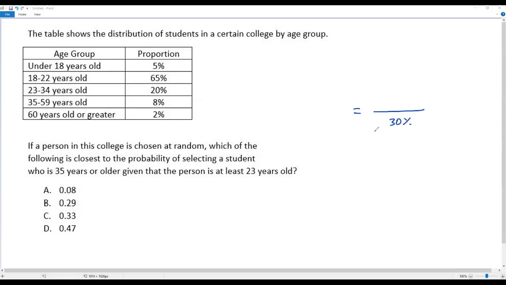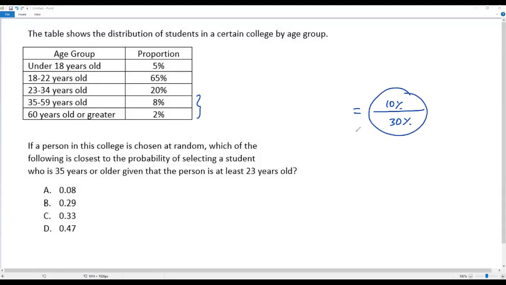Okay, now we have to consider the stuff for which we have to find probability. We have to find the probability of selecting a student who is 35 years or older. So now we have to write the number connected to this information in the numerator. Okay, so let's find the number connected to this information, that is 35 years or older. Okay, now let's consider this particular row. So in this row, the age group starts at 35 years. So here the question says 35 years or older. So these two rows cover 35 years or older. So when we add them, 8% and 2%, I'm getting 10%. So 10% is the number connected to this information, that is 35 years or older.